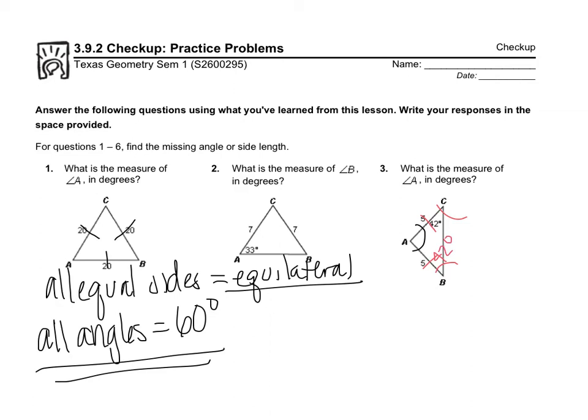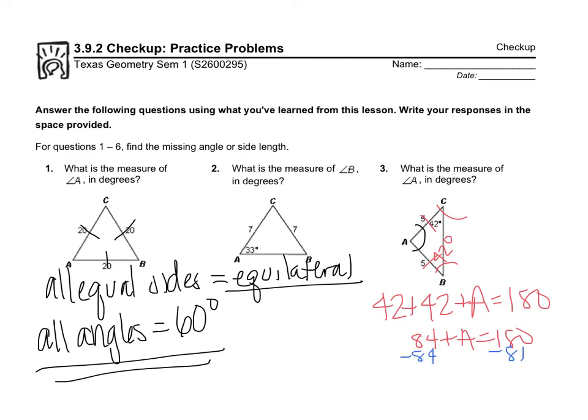And I know that in total, the degrees of a triangle add up to 180. So that means that 42 plus 42 plus A has to equal 180. 42 plus 42 is 84. I'm going to solve for A, which means I'm going to subtract 84 from both sides. And I get that A equals 96.